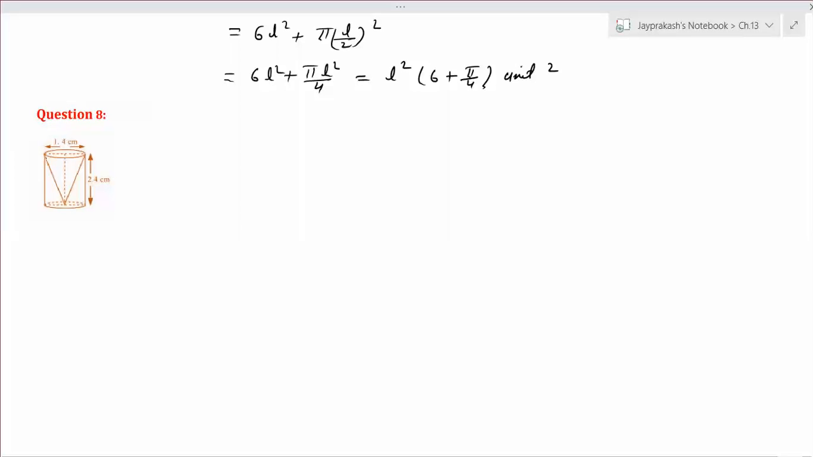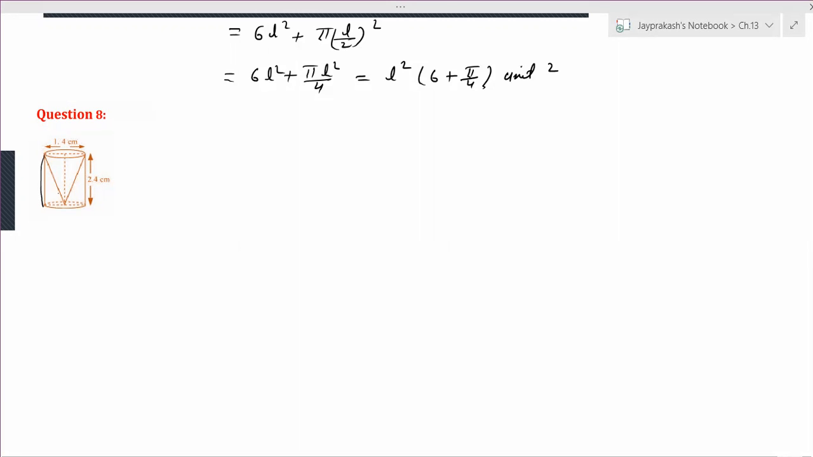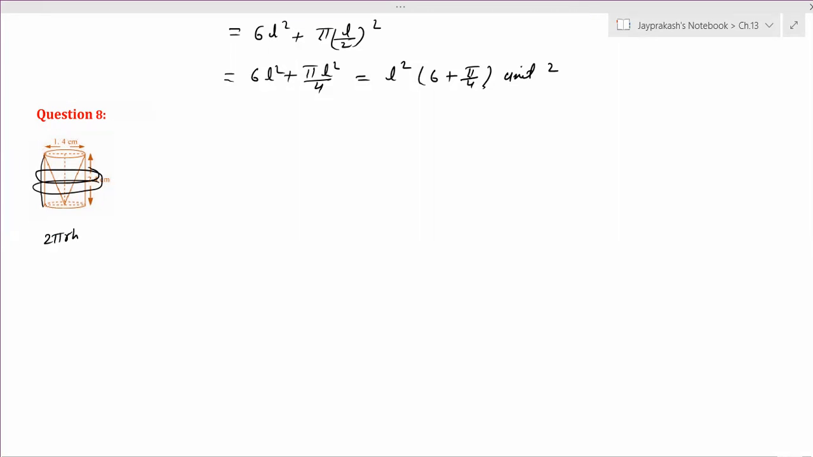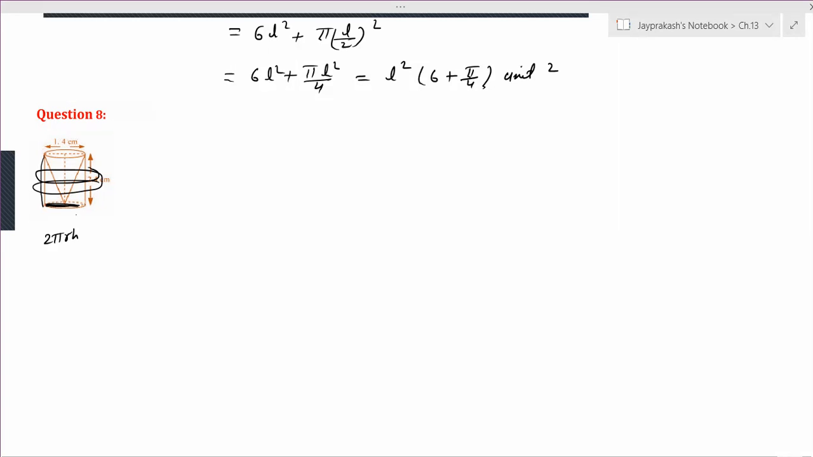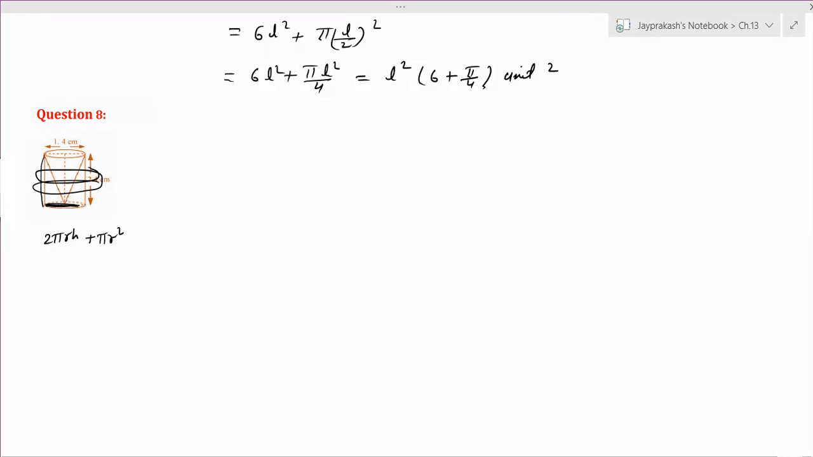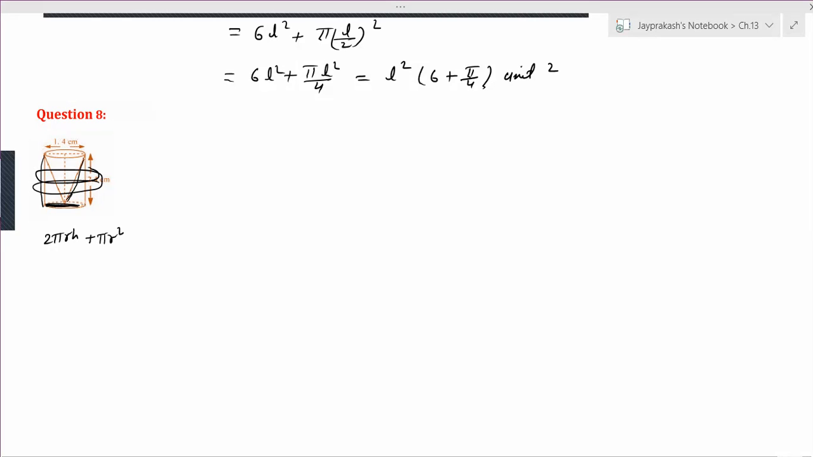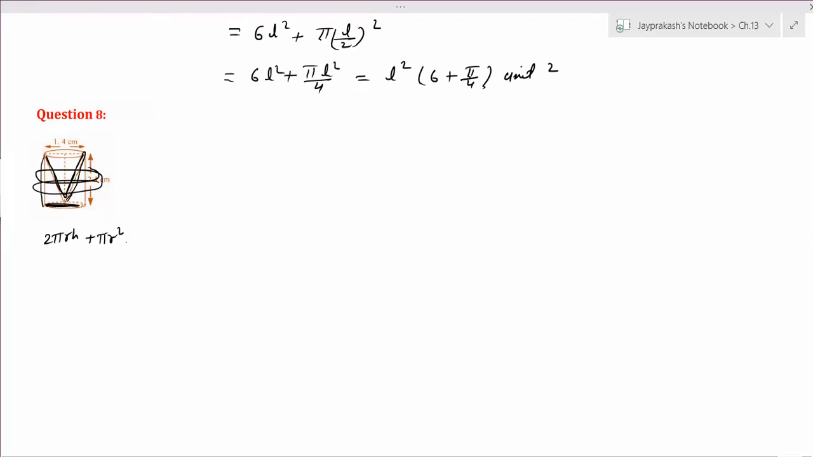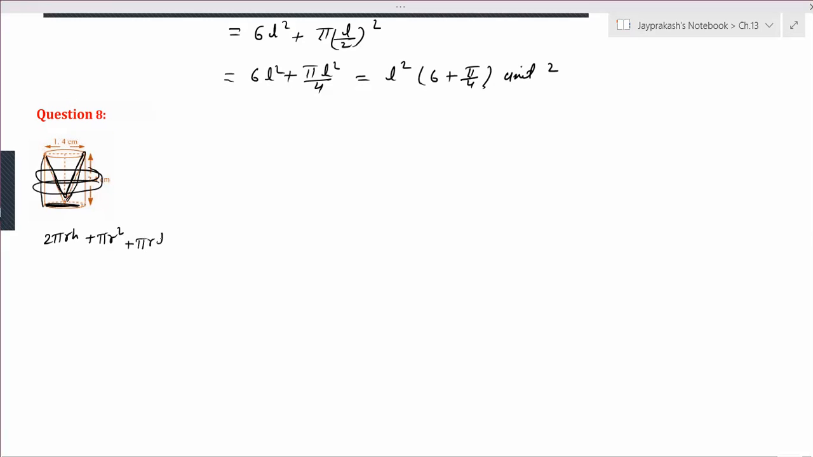So when we start cleaning this shape, we will cover the CSA. This CSA will be fully covered, the round part of it, that is 2 pi r h, plus this base. The base is a circle, pi r square. Now when we reach the top, we will come down. So this one is the CSA of the cone. So plus pi r L.